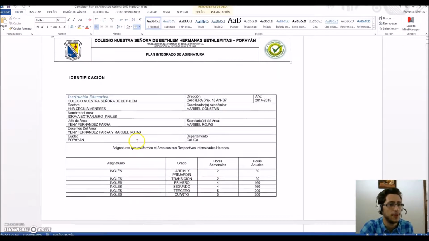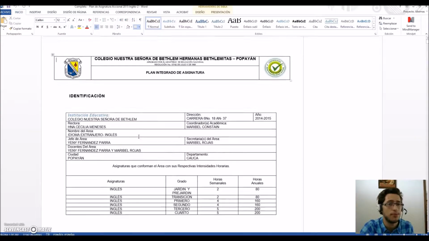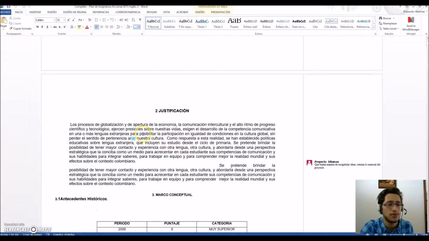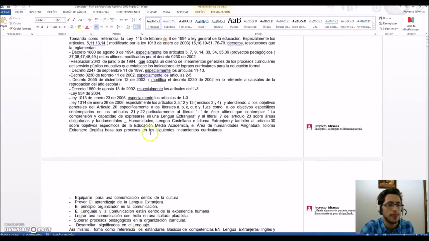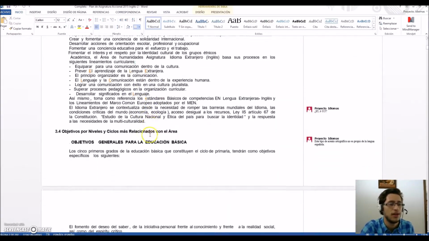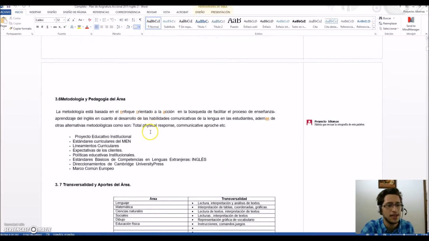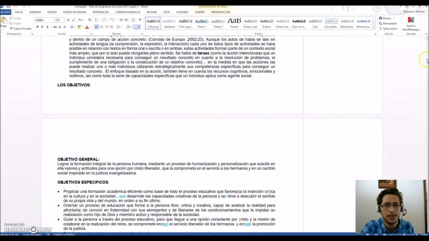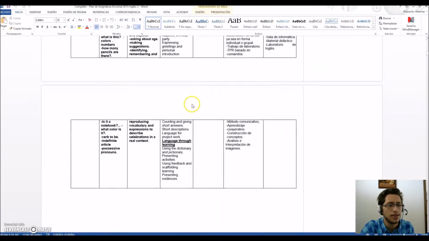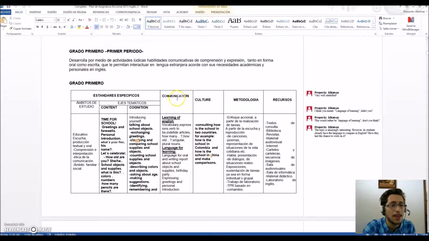And it's here in Popayan. This is the plan from Popayan. This is the syllabus, the English syllabus. They have an introduction, they have developed it, and if we go later on, it's going to be more specific, and they have the 4Cs included in the syllabus: content, cognition, communication, and culture. If you see, this is first grade.